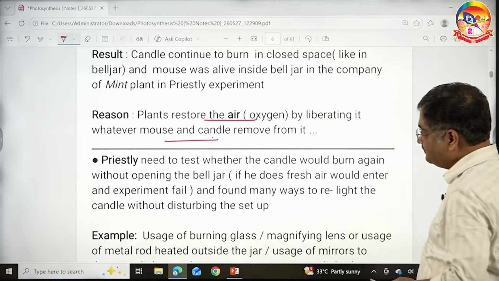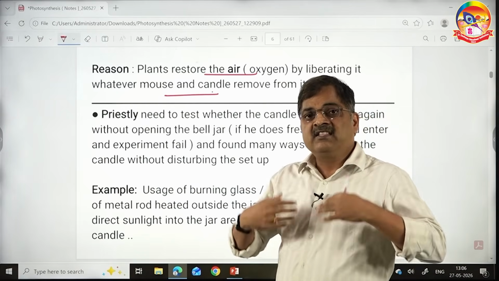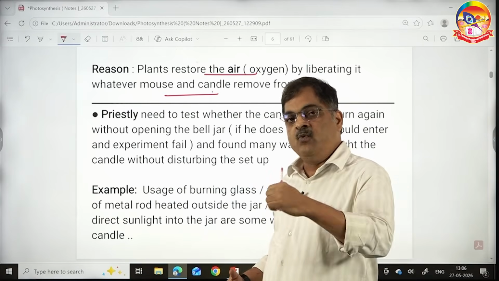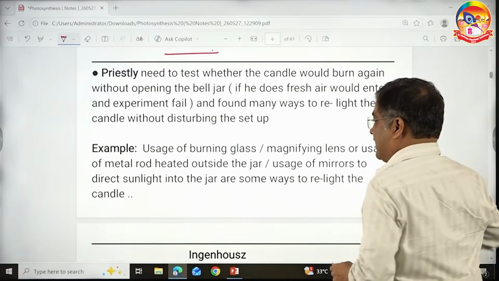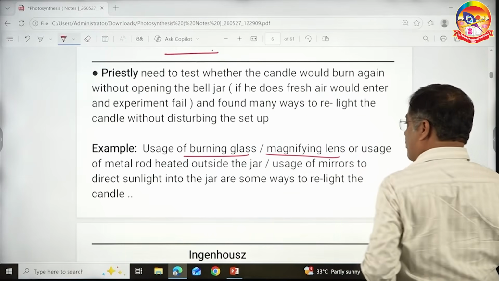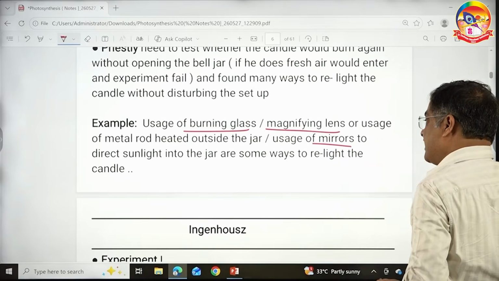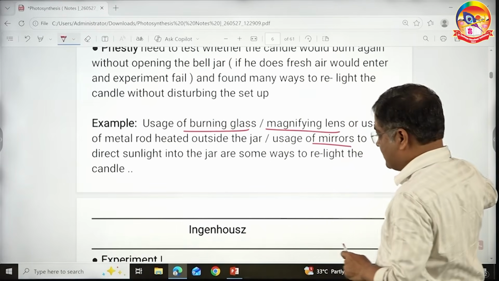That's very simple. And there is one question. Is there any way we can light the candle without opening the bell jar? There are many ways to light the candle without opening the bell jar: using a burning glass or magnifying glass, or using a mirror to direct light into the jar, are some of the ways to relight the candle. This is a question which was asked.